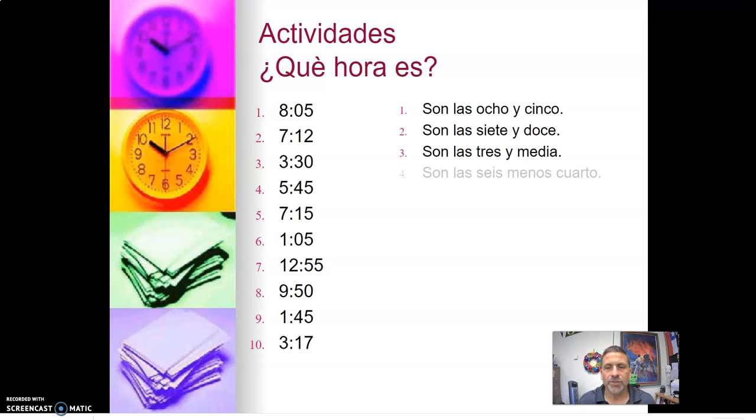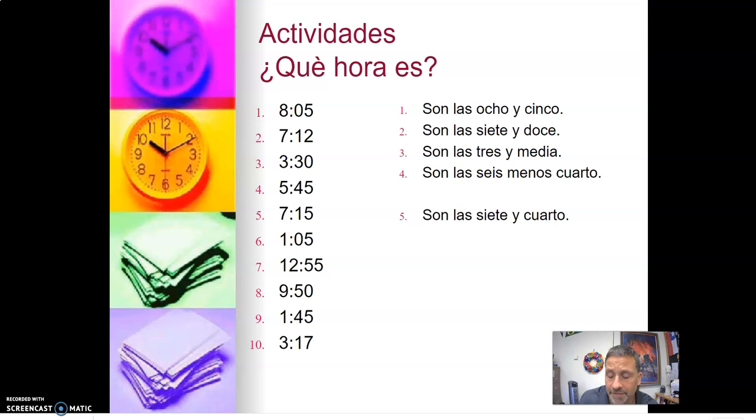5:45. Son las 5 menos cuarto. Sorry, I messed that one up. It's son las 6 menos cuarto. This is tricky. I have to go to the next hour up and subtract 15 minutes. So it's son las 6 menos cuarto. Okay, so the next one, 7:15. So it's son las 7:15.